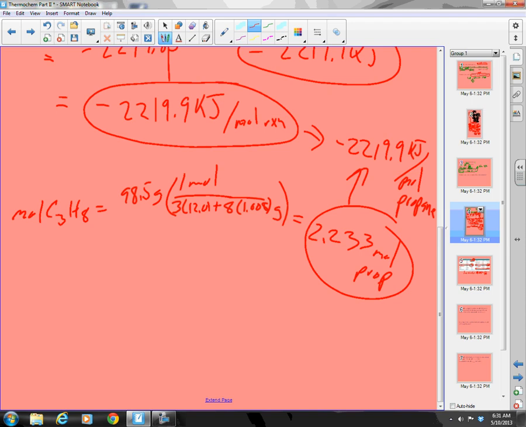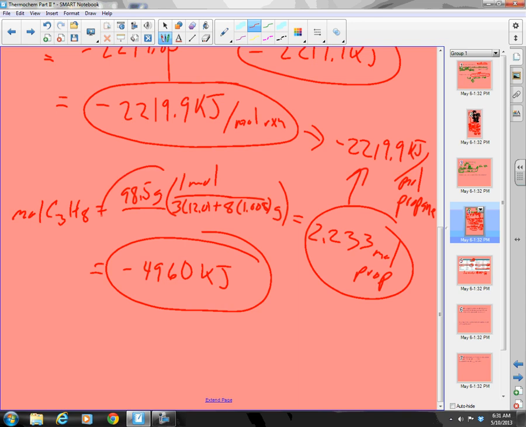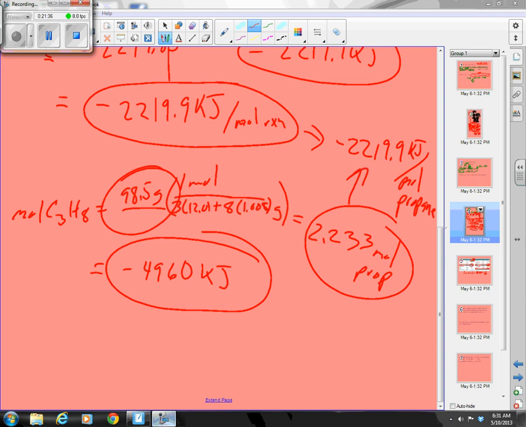And then I'm going to multiply that times negative 2219.9, and I get negative 496.036, watching sig figs, kilojoules released when 98.5 grams of propane combust. All right, I think we have time for you to do one of these, and we'll call it a day. Got it?